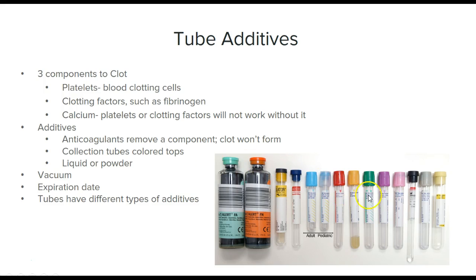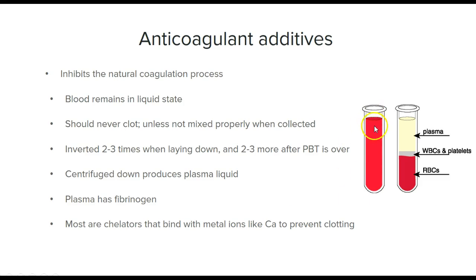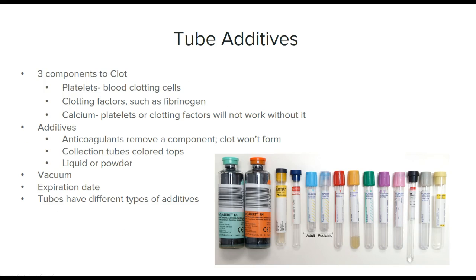Some of these tests we don't want to clot, like the one that I was saying, we use it just like this. We don't want this one to clot. And then some we do want to clot. So most of these have anticoagulants. That means it's against clotting. So we don't want it to clot. So most of these tubes have anticoagulants in them. And the anticoagulant will keep one of these things from allowing the clot to form.